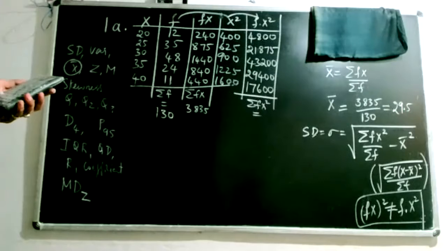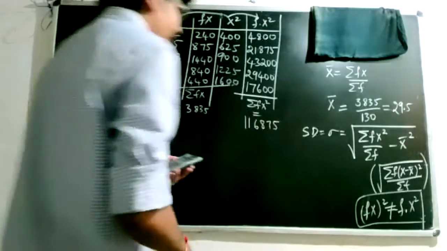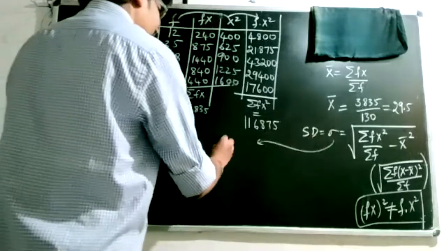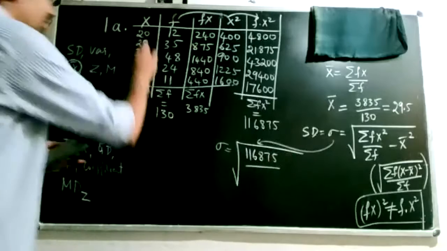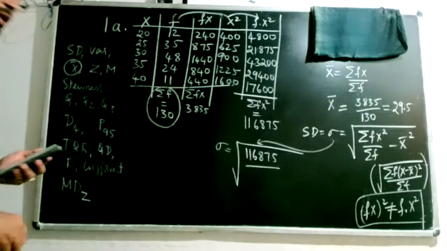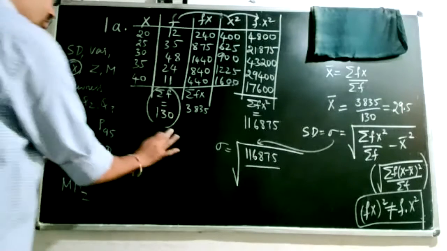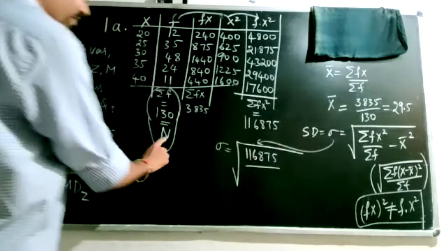4800 plus 21875 plus 43200, 29400, and 17600. So this comes to 116875. So substituting that in the formula, we get sigma is equal to 116875 divided by n. Don't count the number of observations. For all frequency cases, you will be using the total of f. This total of f is also indicated by capital N, and in some books, in place of sigma f, they will give capital N.